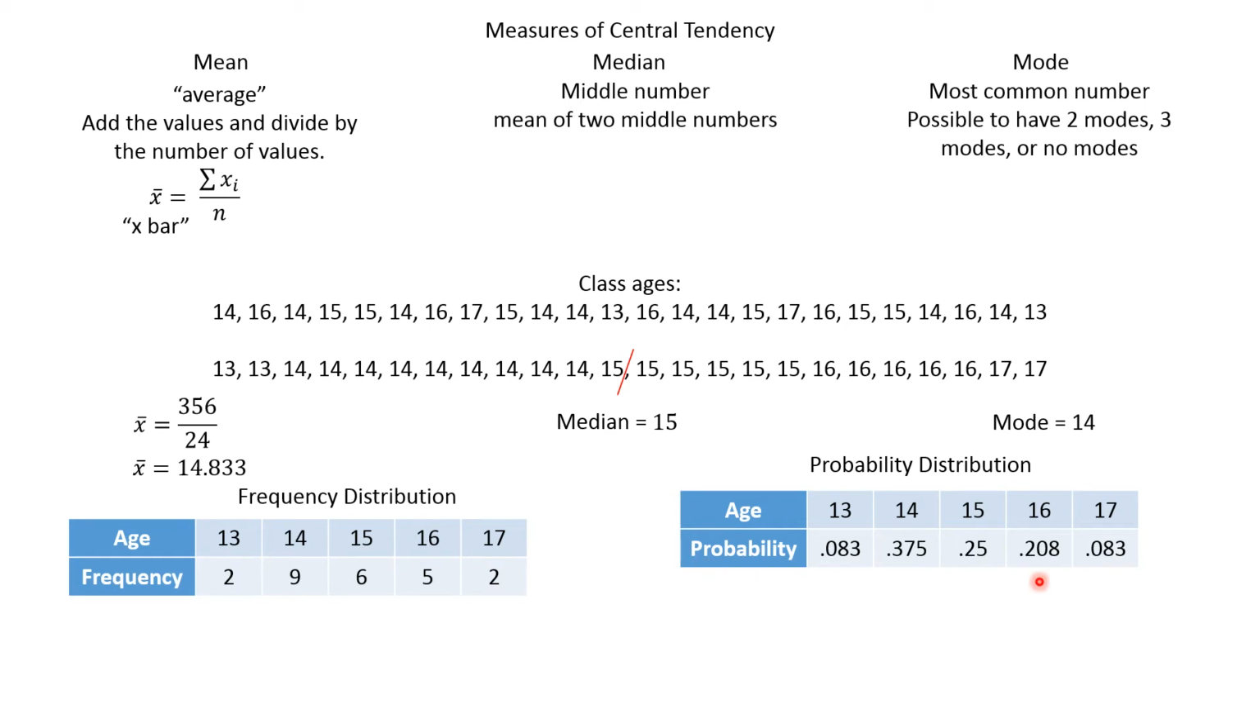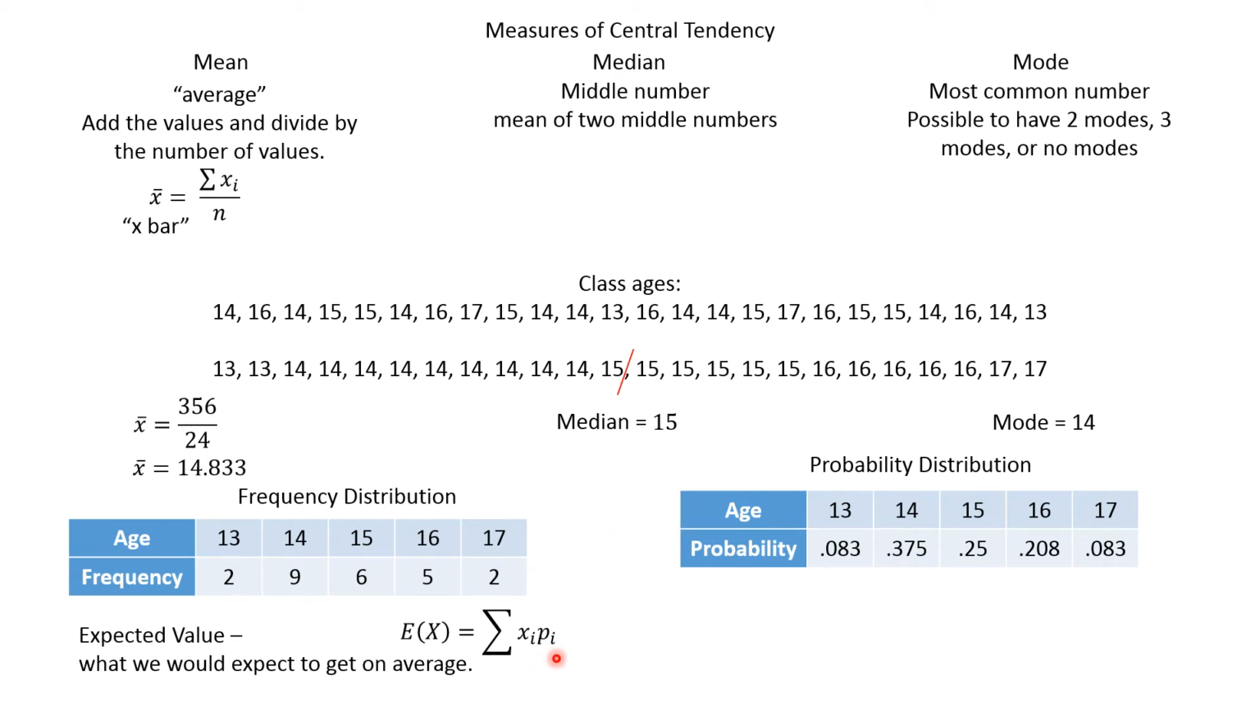But from a probability distribution, we can find what's called the expected value. The expected value is what we would expect to get on average if we picked a whole bunch of people. What would their average age be? To find this, the equation is: expected value equals the sum of xi times pi.